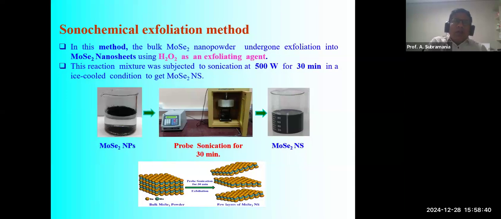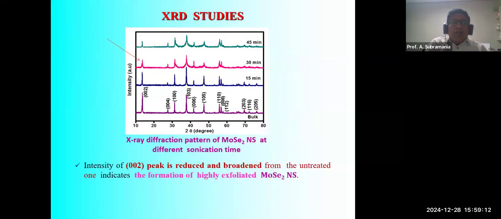Then the sonochemical exfoliation method. In this method, the bulk molybdenum selenide nanopowder undergoes exfoliation into molybdenum selenide nanosheet-like structures using hydrogen peroxide as an exfoliating agent. This reaction mixture was subjected to sonication at 500 watts for 30 minutes in ice-cold condition to get molybdenum selenide nanosheets. The intensity of the 002 peak is reduced and broadened from the unreacted one, indicating the formation of highly exfoliated molybdenum selenide nanosheets.